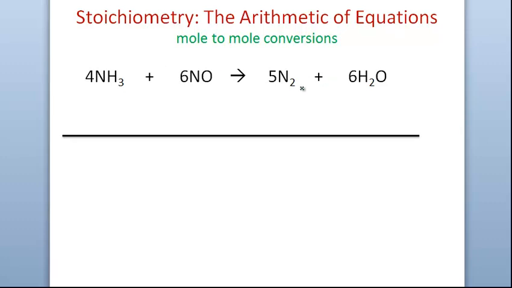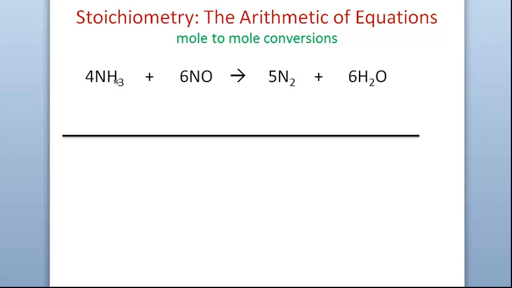So here's a prototypical chemical reaction. Ammonia can react with nitrogen monoxide to form nitrogen gas and water. And we have a balanced chemical equation here, so there are the coefficients. And as you'll hear in class, hopefully before you see this video, the coefficients in front of each compound, each of the reactants, each of the products, are conveying the mole ratios between the various compounds involved.